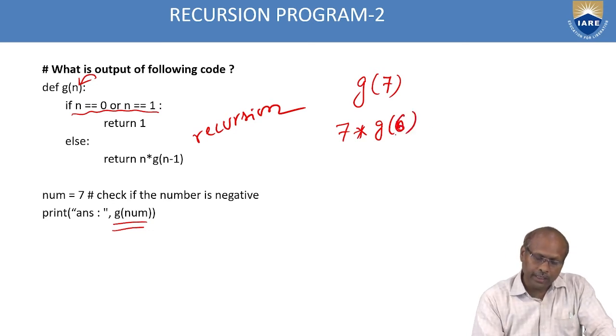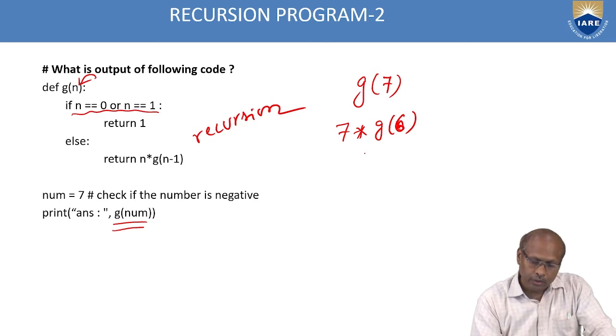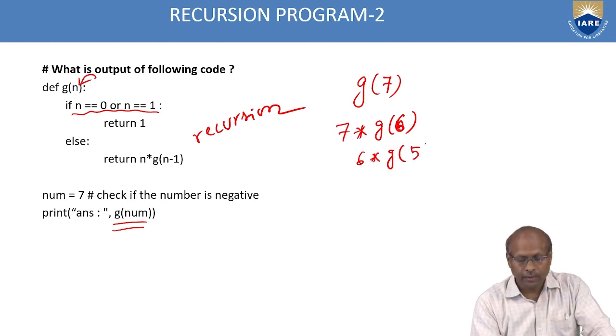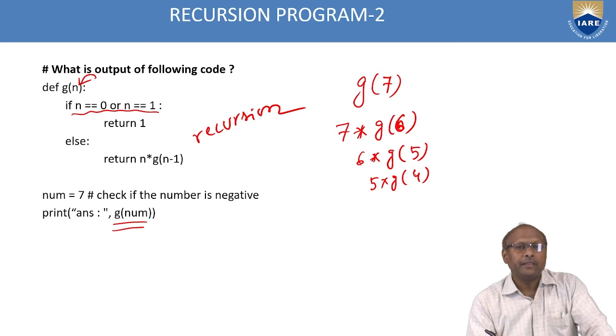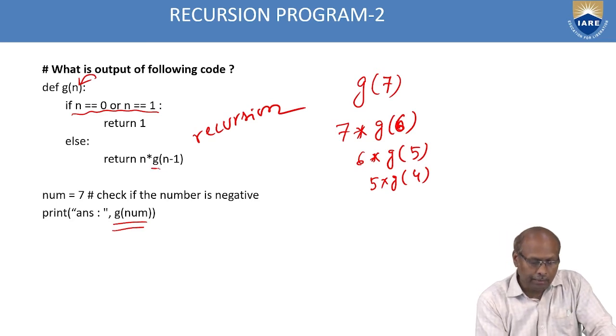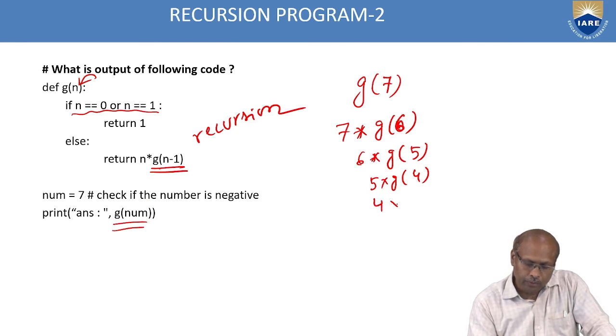Again, the second time it goes here. 6 equals 0? No. So 6 into g(n minus 1), because n is now 6, and 6 minus 1 is 5. Next time, 5 equals 0? No. It comes to the else part. So 5 into g(4), because every time the value of n is decreasing in the else part. Again 4 into g(3). Again it goes there, so 3 into g(2).